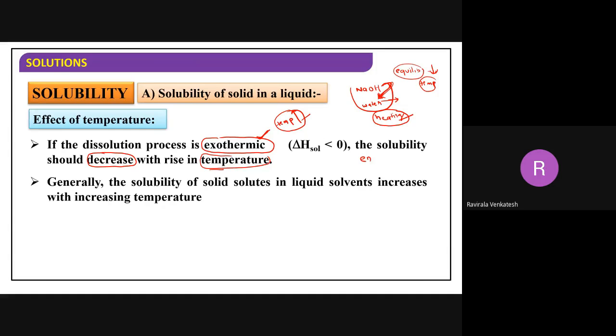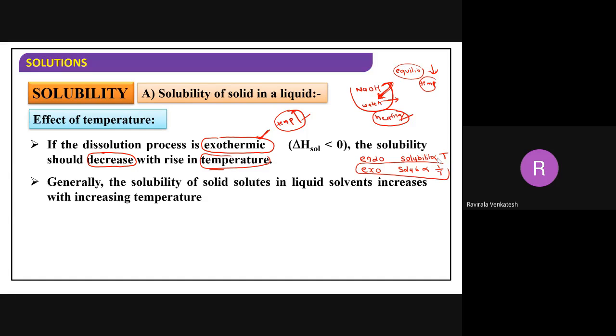For an endothermic reaction, solubility is directly proportional to temperature. For an exothermic reaction, solubility is inversely proportional to temperature. That's it. So this is the effect of temperature.